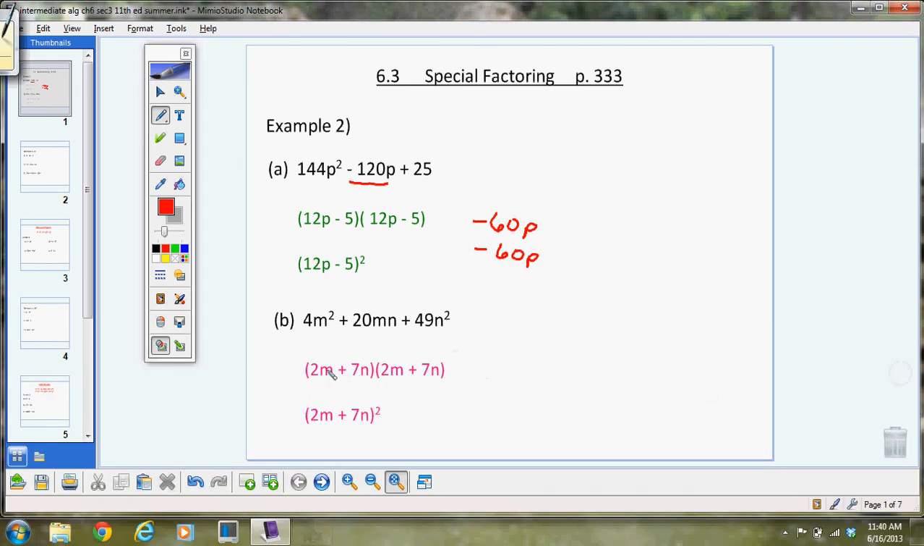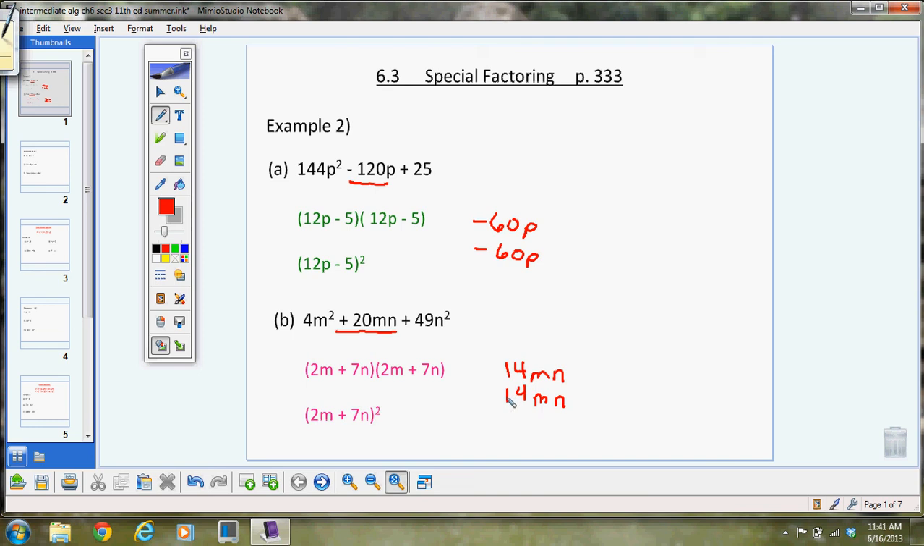So I did 2m plus 7n and 2m plus 7n because this was 2m squared and that was 7n squared. I use positives because I need a positive in the middle. When you multiply on the outside, you get a 14mn, and you multiply on the inside, you get a 14mn. Now this one adds to 28, so it did not work like we thought.